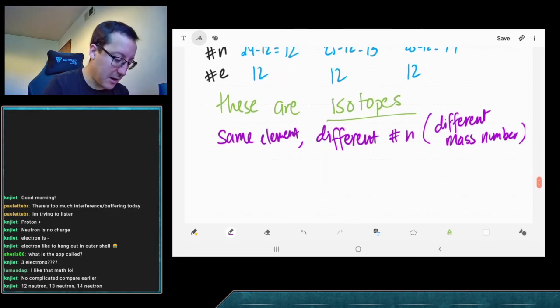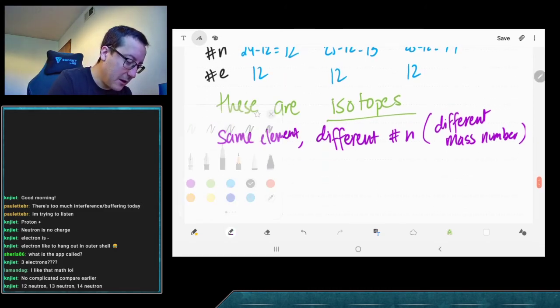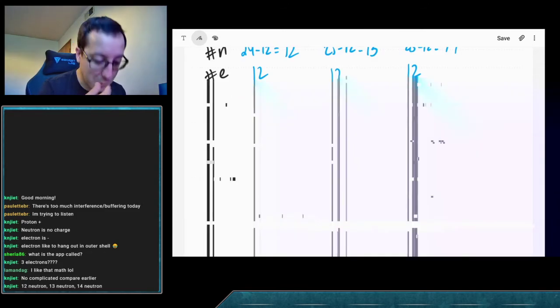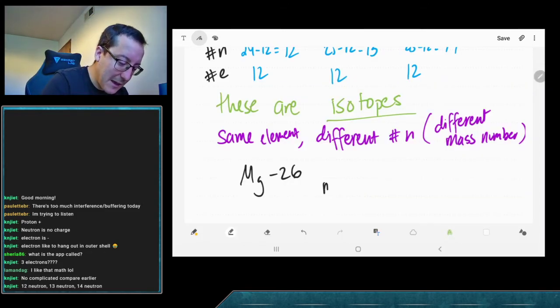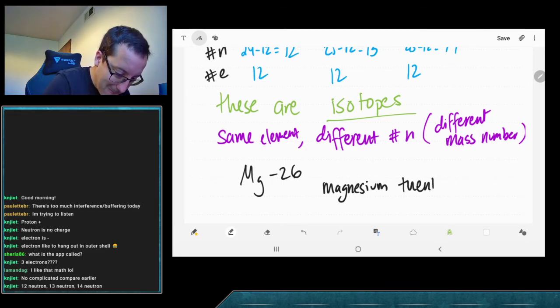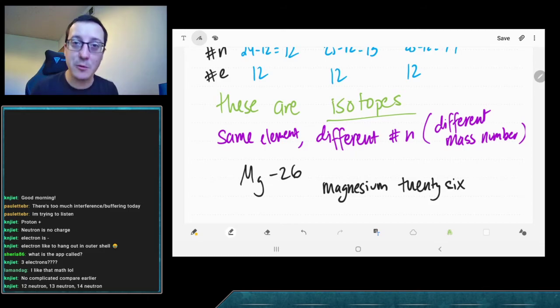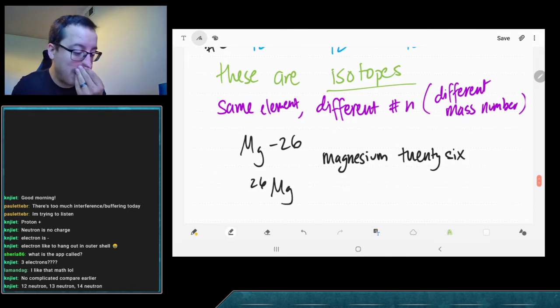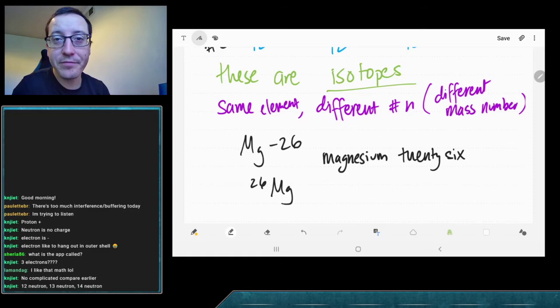How we would talk about these is typically, you could say something like this. This might be how you'd write it. You'd be referring to one particular isotope, the one that has a mass number of 26, and you would read this as magnesium 26. That's how you would read it aloud. Sometimes you'll also just see it written without the 12 on the bottom. Same thing, you would read it the same way.